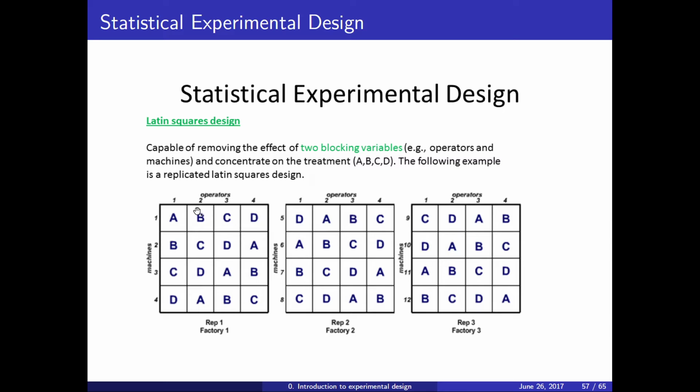So you can construct a Latin square. So you see that each machine is seeing the 4 treatments, the 4 procedures, and in a different order. And the same for the operators. So this is kind of Sudoku. And with this Sudoku, you can identify which is the contribution of the machine, which is the contribution of the operator, and you can separate those contributions from the contributions of the procedure.